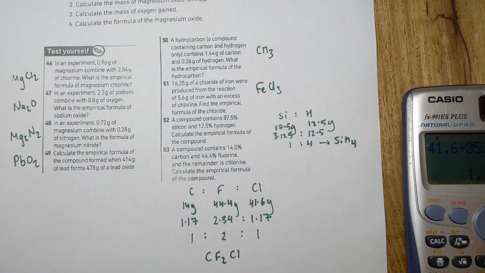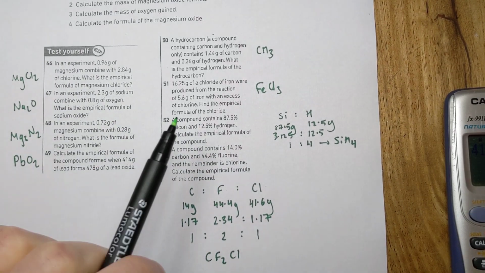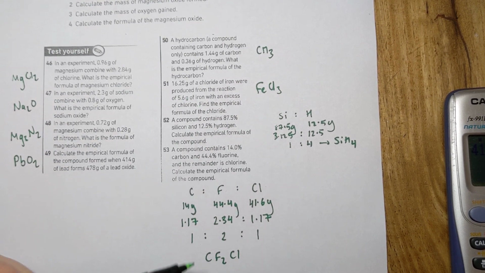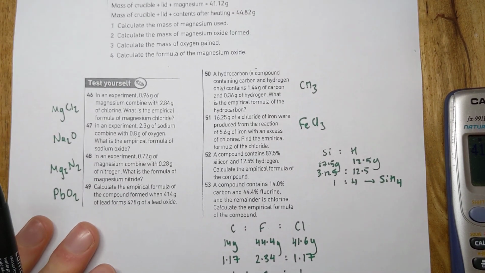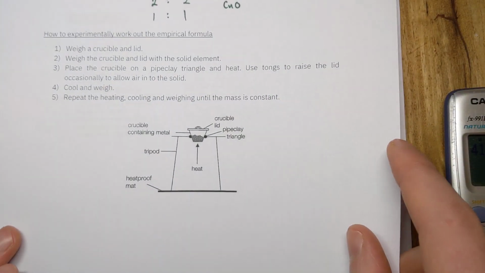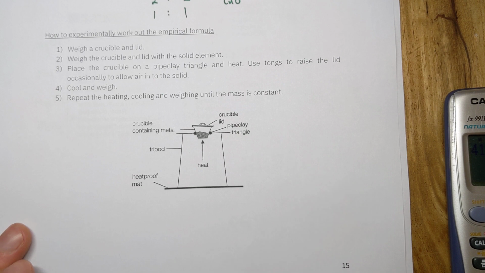So that's a very standard calculation, giving you some data on the masses of elements in the compound. Remember, masses first, then moles, then simplest whole number ratio. That gives you your empirical formula. So we're almost there with the empirical formula. There is just one final thing that can come up in the exam, and it's a slightly more experimental version of that. They could ask you, how would you work out the empirical formula of a compound?